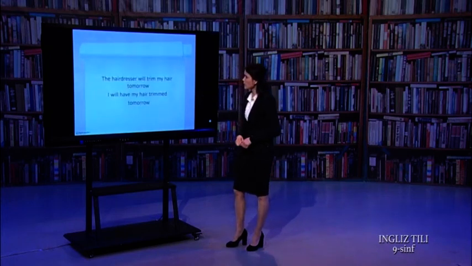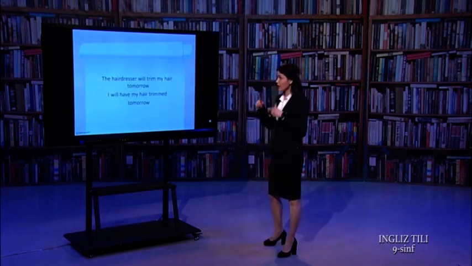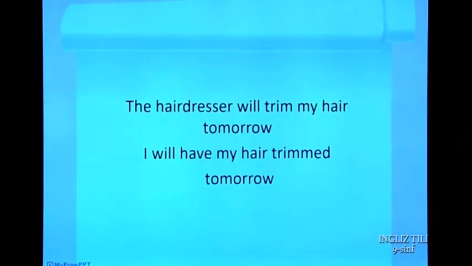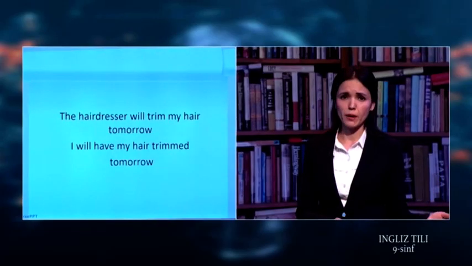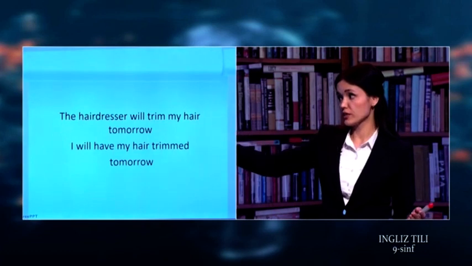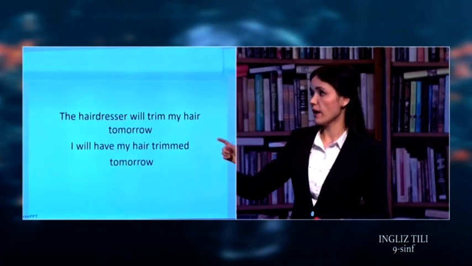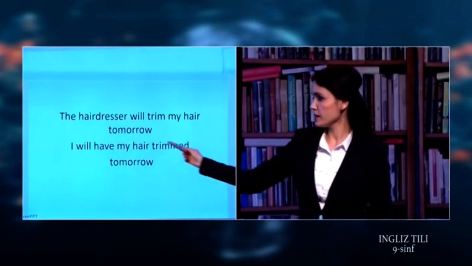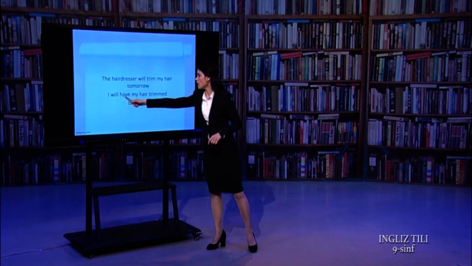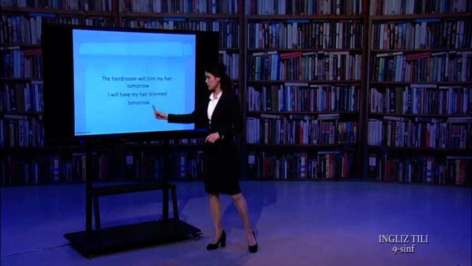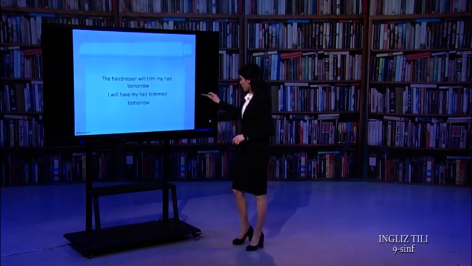Well, the hairdresser will trim my hair tomorrow. That means the hairdresser will cut my hair tomorrow because I'm not a professional. I have no idea how to cut my hair, and I asked somebody, or my friend, or my family members, or a hairdresser to trim my hair. That's why I will have my hair trimmed tomorrow. In this sentence, you will use will because you see the signal word tomorrow.